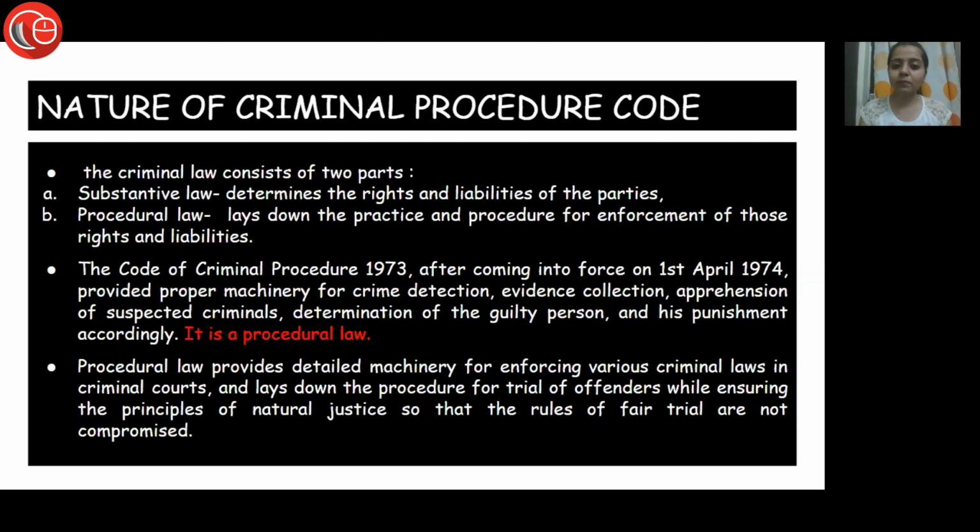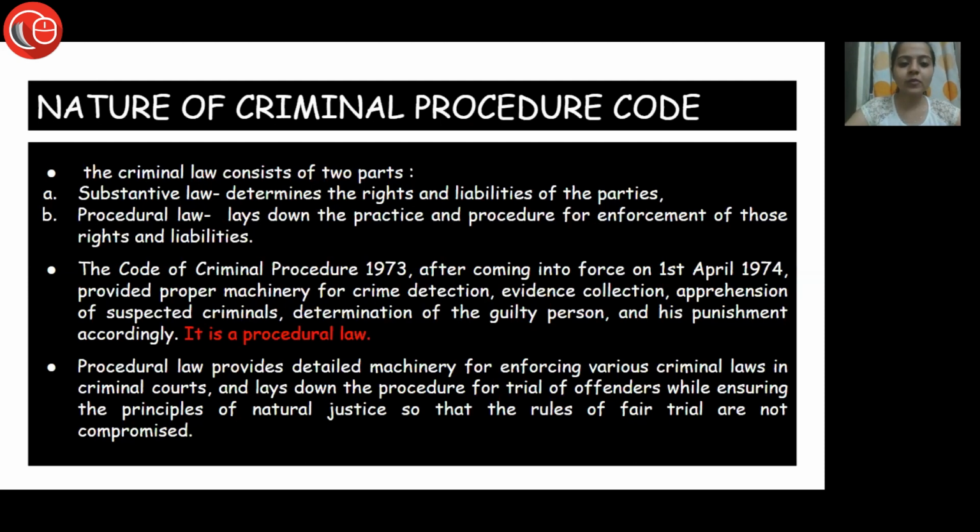Procedural law lays down the practice and procedure for enforcement of those rights and liabilities. As I've already stated, it is procedural law which states the practice and procedure for enforcement. How those rights and liabilities should be enforced, how they should be executed, is dealt with under a procedural law, which is the Criminal Procedure Code.